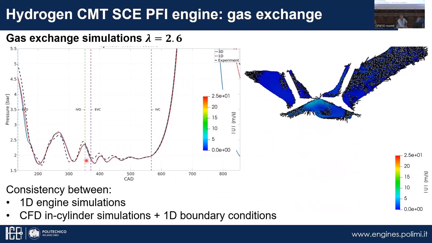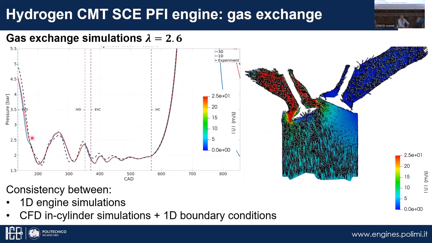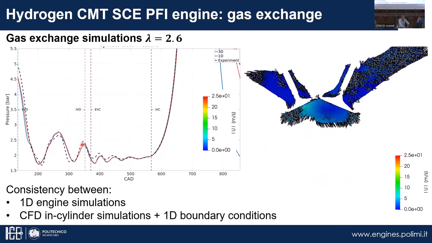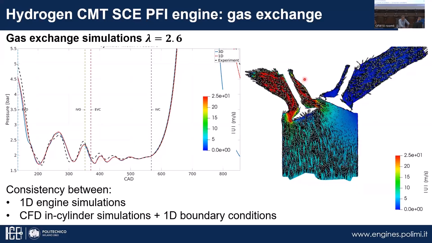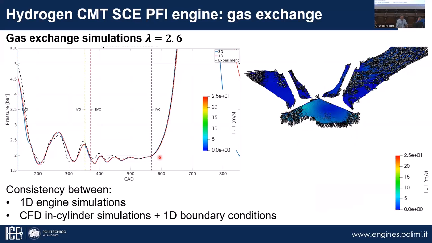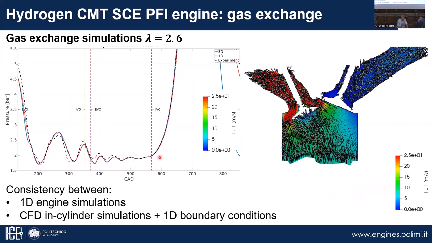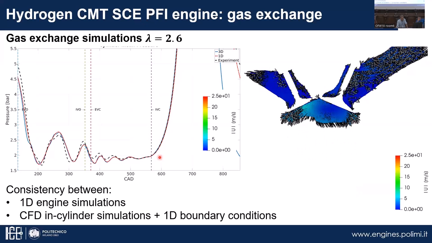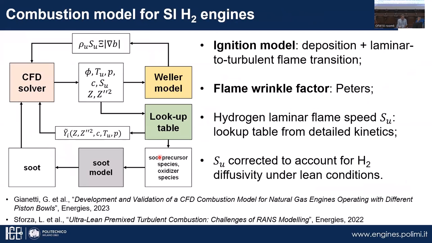In terms of comparison between computed and experimental data of pressure during the gas exchange, clearly 1D and 3D results are very similar because the 3D simulations were done with the boundary conditions from the 1D code, but the agreement is also rather good for the comparison between computed CFD and experimental data. Then, once we realized that the gas exchange was correctly predicted, so we have the correct amount of trapped mass in the cylinder, we can move to the combustion model.